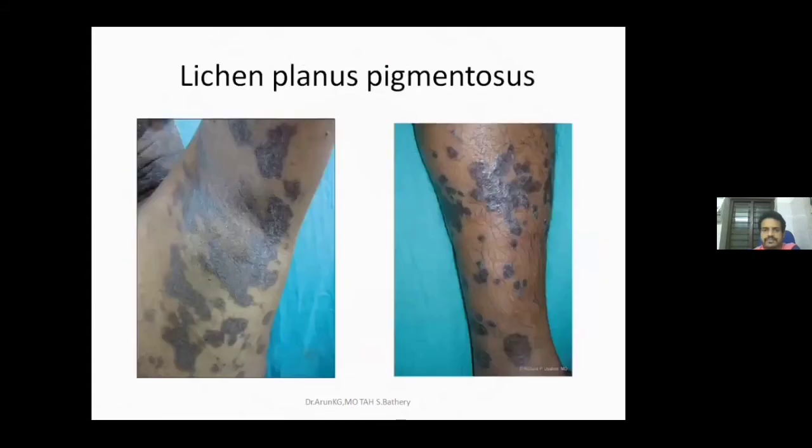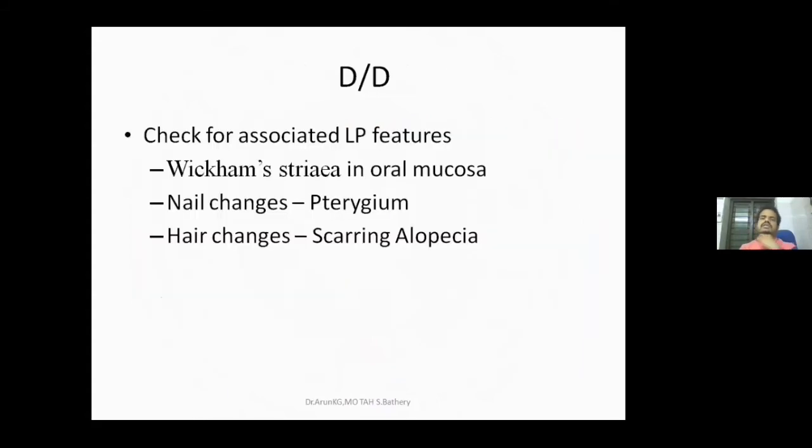Okay. The lichen planus pigmentosus is there. Here also Wickham's striae we can see, a white hue we can see. If any patient is complaining of hyperpigmentation or dark pigmentation, we should keep signs of lichen planus in mind also. So in the differential diagnosis we have to keep in mind Wickham's striae presence in the oral mucosa.